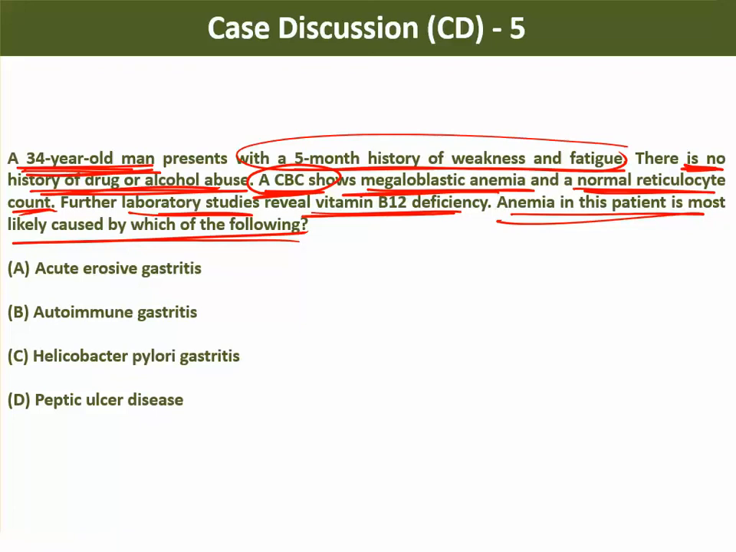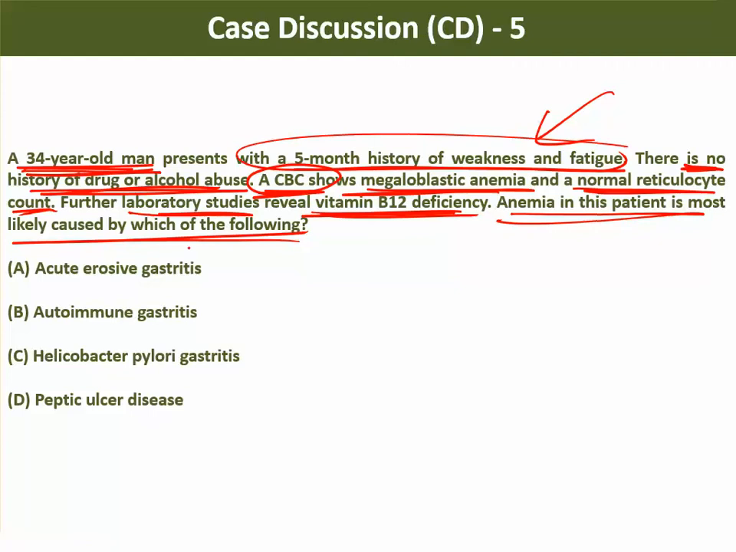So what could be the reasons for vitamin B12 deficiency? In this background, the patient is not having any drug intake, there is no alcohol abuse, and the patient is not even producing bloody vomiting or anything. He is just weak and fatigued, and the laboratory features point to megaloblastic anemia, which is due to vitamin B12 deficiency. What is the reason for anemia in this case? That is a simple question.